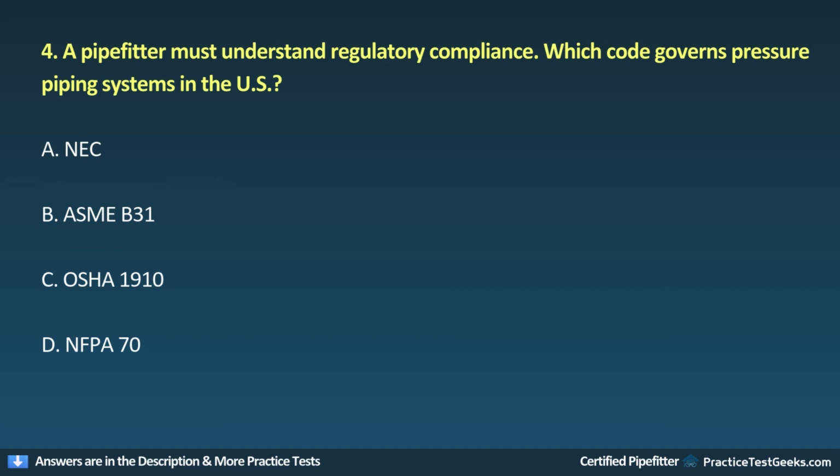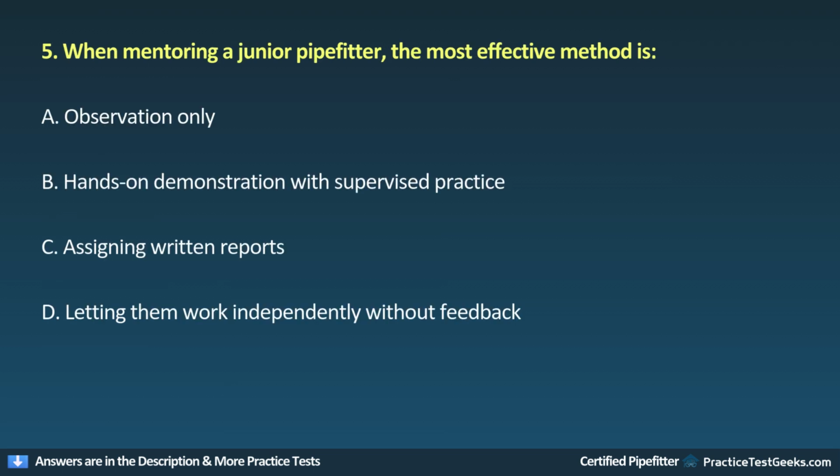A pipe fitter must understand regulatory compliance. Which code governs pressure piping systems in the U.S.? A. NAC. B. ASME B31. C. OSHA 1910. D. NFPA 70. 5. When mentoring a junior pipe fitter, the most effective method is A.